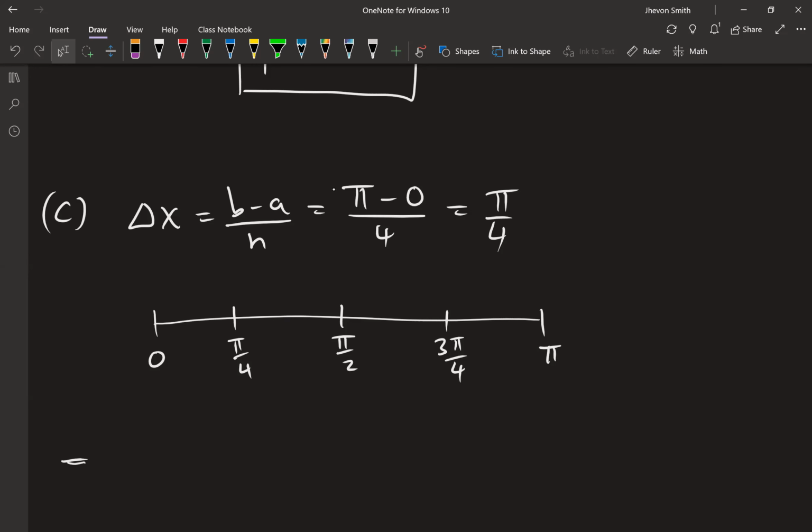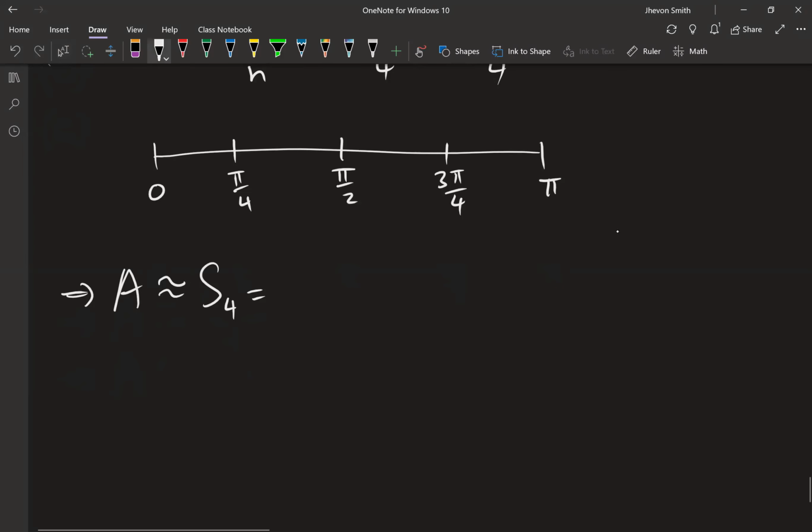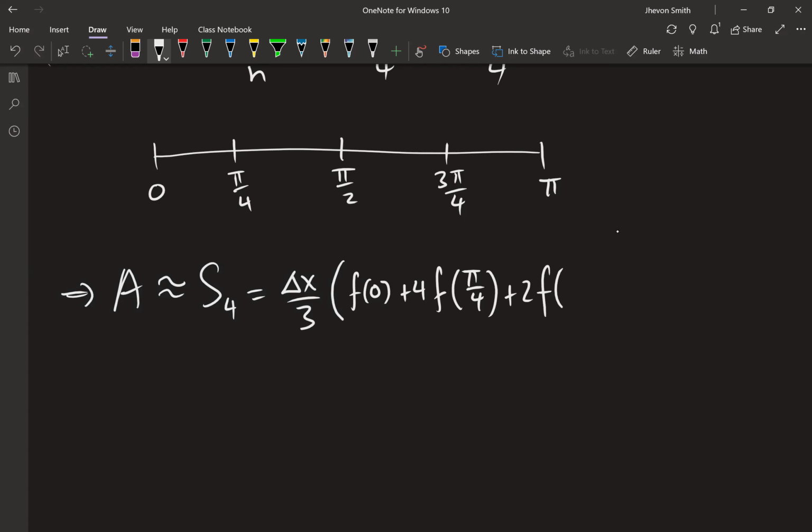So now what I'm going to do is plug in the formula. This is approximately equal to the Simpson's approximation with 4 subintervals. And it's an even number of subintervals, so this does actually work. This is going to be delta x over 3 times f of 0 plus 4 f of pi over 4 plus 2 f of pi over 2 plus 4 f of 3 pi over 4 plus f of pi.